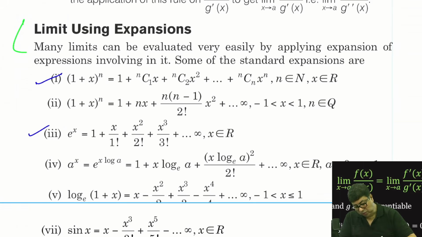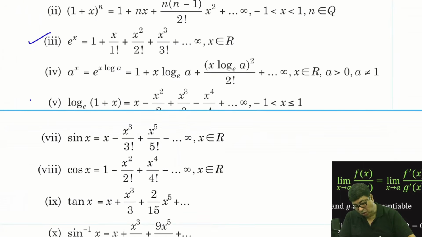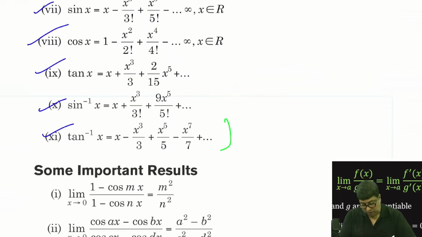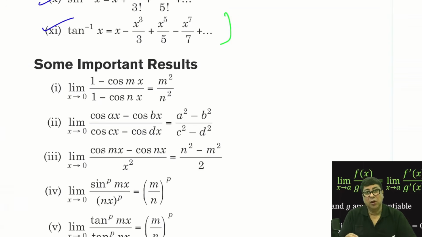One formula is e to the power x, and log of 1 plus x is x minus x square by 2 plus x cube by 3 minus x to the power 4 by 4. Then the series of sin x, cos x, tan x, sin inverse x, and cos inverse x. These are very important results which you have to keep in mind, so that you can solve the sum very fast.